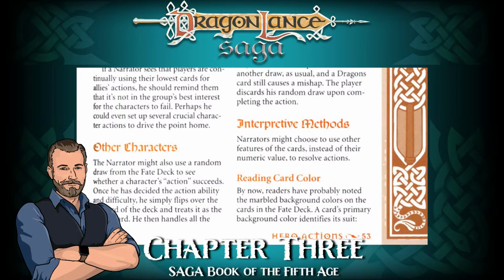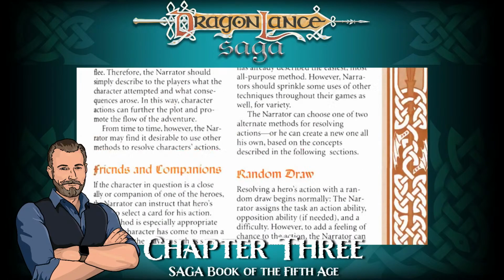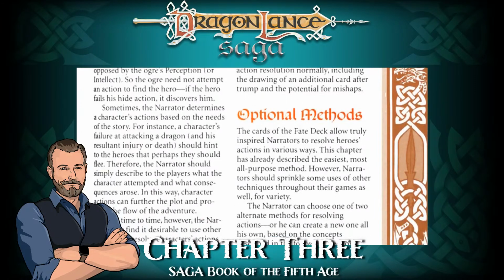Other characters. The narrator might use a random draw from the fate deck to see whether a character's action succeeds. Once he decides the action, ability, and difficulty, he simply flips over the top card of the deck and treats it as the action card. He then handles all the action resolution normally, including the drawing of an additional card after the trump and the potential for mishaps.